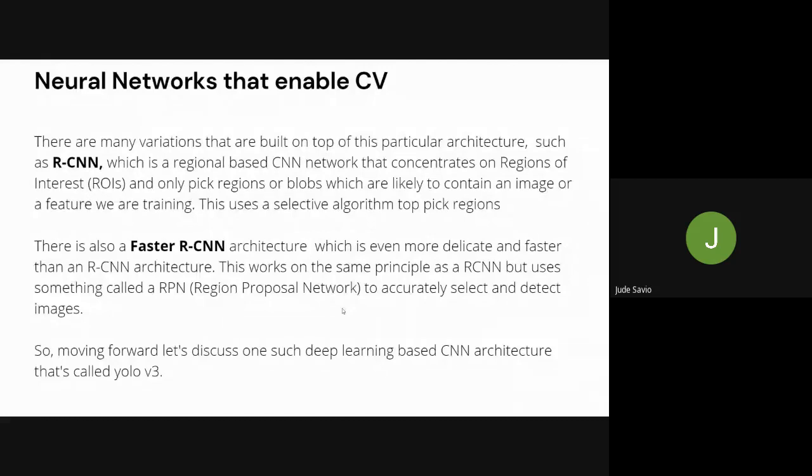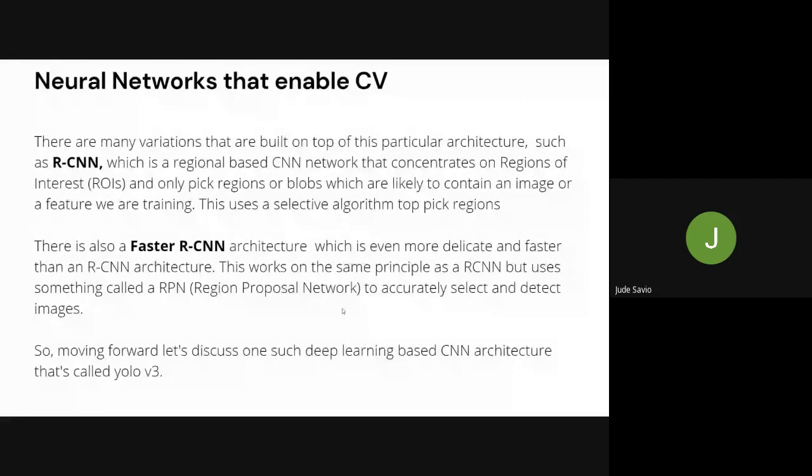So there are many variations that are built on top of the CNN. One being RCNN, regional-based convolutional neural network, that concentrates on regions of interest within the image. So it has a selective algorithm that searches for regions of interest and takes them into particular account to identify features that we are trying to use to train the model. This uses a selective algorithm to pick those regions.